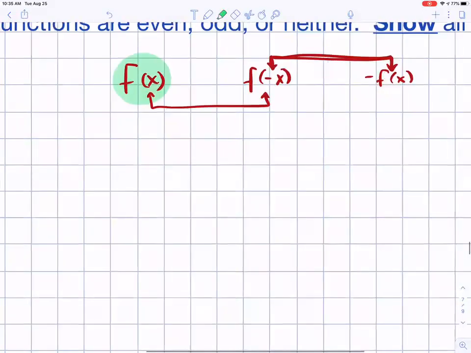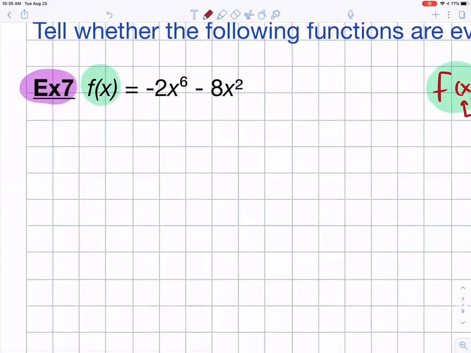The second part of the test says, see if f of x is the same thing as f of negative x. That's what we're trying to figure out. Okay? So here's the work part. I need to find what f of negative x is.